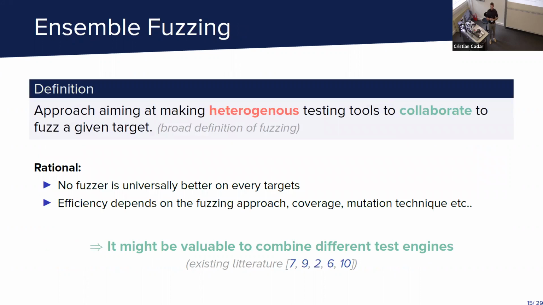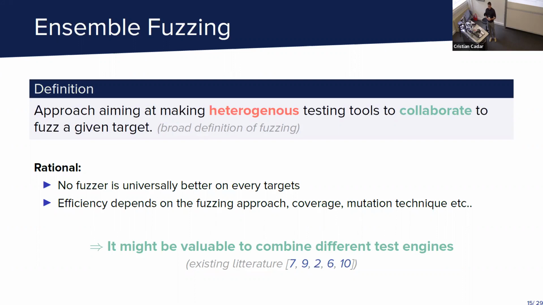How are we combining fuzzing and symbolic execution here? We are doing what is now called ensemble fuzzing. The idea of ensemble fuzzing is that you combine heterogeneous testing tools to make them collaborate. We say fuzzing tools here in the broad definition, as Michael mentioned this morning, so we are more talking about testing tools. The idea behind that is that no fuzzing tool is better on every target. It highly depends on the structure of the code, the mutations and the memory parameters that come into play. So it might be valuable to combine them.